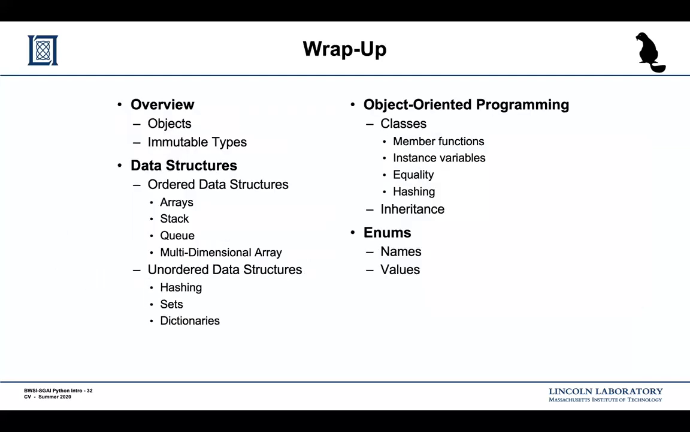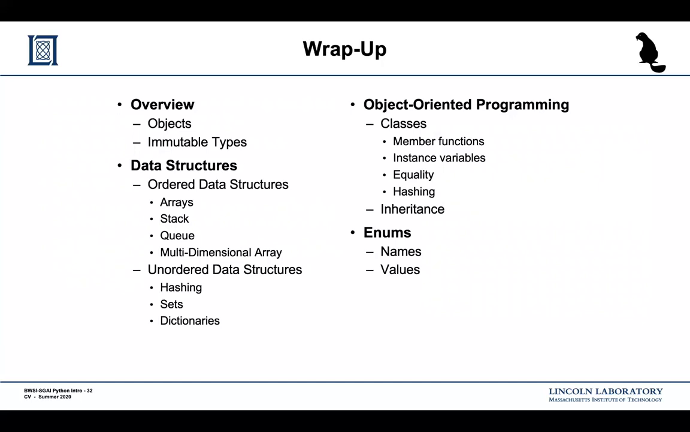Anyway, so what did we just talk about? Objects and immutable types was kind of our overview. All of the data structures, right? You have arrays, and then you have 3 things that extend from arrays: the stack, the queue, and the multidimensional array. We have our unordered data structures, right? That's all reliant on the whole hashing protocol, and we have both sets and dictionaries that come out of that.